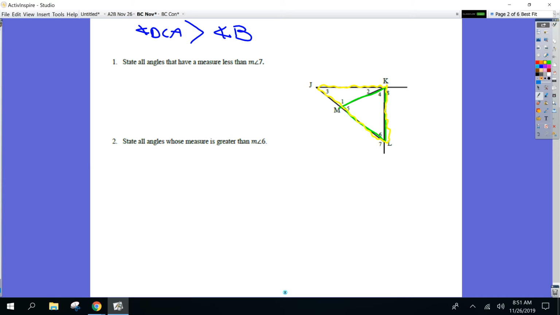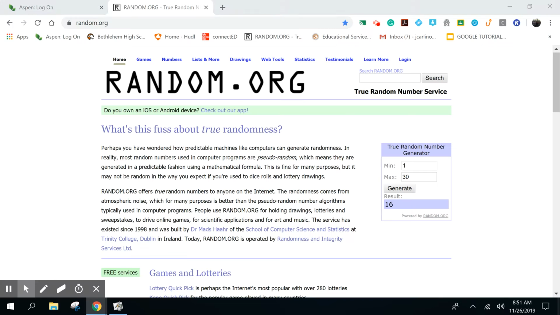All right? And I'm going to challenge you and the people that you sit around. I have found 5 angles that are less than 7. Your turn now. Go right ahead. Remember, we said 7 was exterior, so you want to start identifying remote interior angles. Angle 7 is an exterior, so find all the remote interior angles for it.